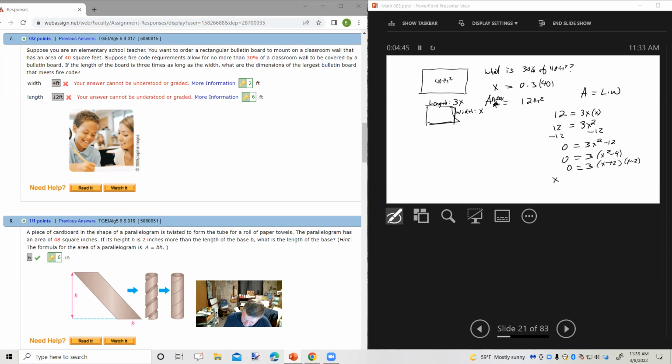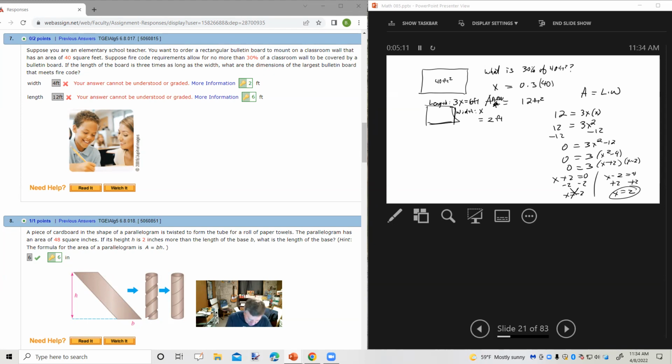Taking each factor that contains a variable and setting it equal to 0. Subtract 2 from both sides, X is -2. Add 2 to both sides, X is +2. Once again, we're dealing with a distance, so a negative value doesn't work. So X is 2. So the width is 2 feet. The length is 3 times 2 or 6 feet.